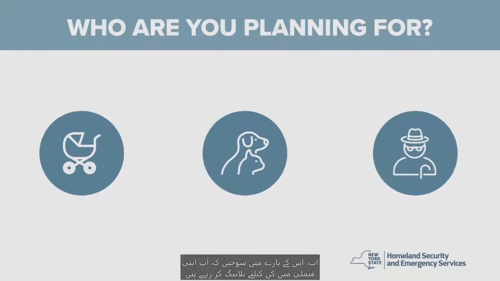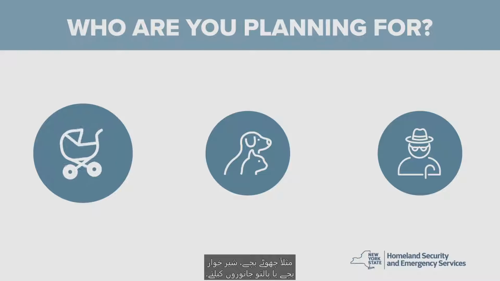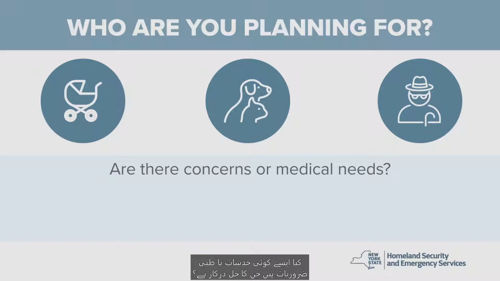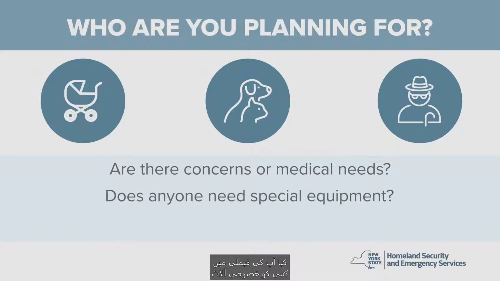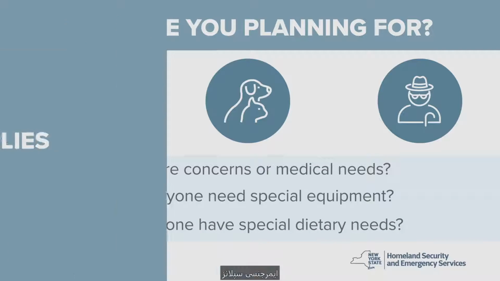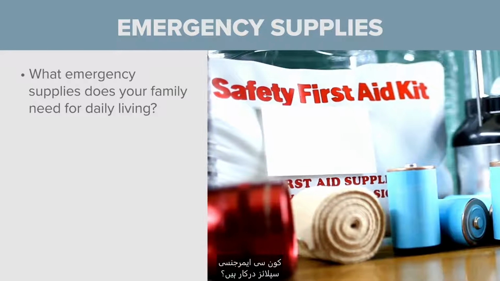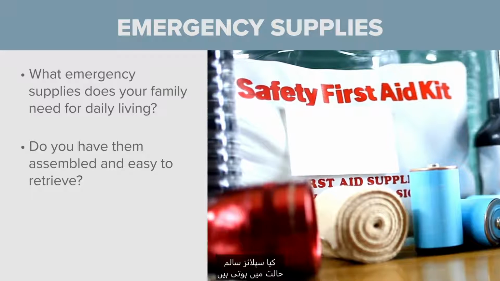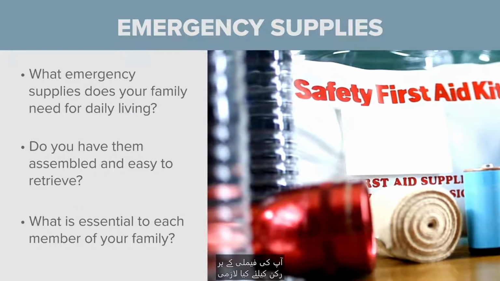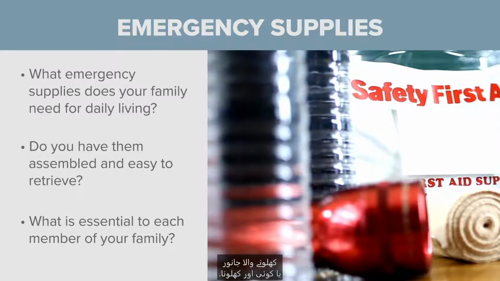Now, think about who you may be planning for in your family, for example, such as babies or infants, the elderly, or pets. Are there concerns or medical needs that need to be addressed? Does anyone in your family need special equipment or have special dietary needs? What emergency supplies does your family need for daily living? Are these supplies assembled and easy to retrieve? And have you considered what is essential to each member of your family, such as a favorite stuffed animal or toy for a young child?